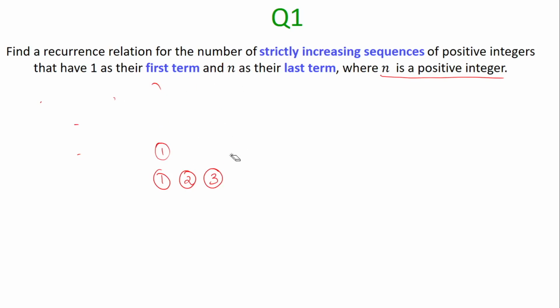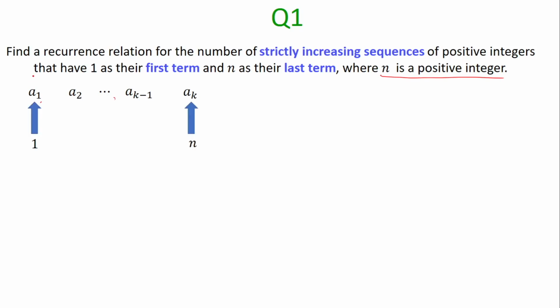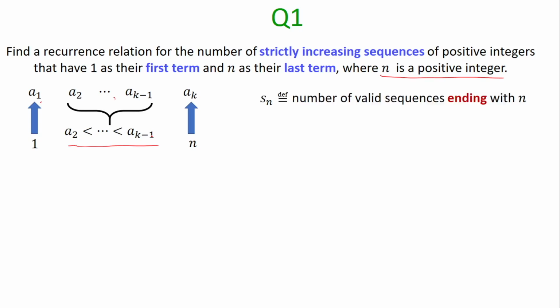Now our goal is to find a recurrence equation for this problem. Okay. So basically what we are asking here is the following. Imagine you have an arbitrary sequence, okay, starting with A1, ending with AK. The restrictions are that the first term should be 1, namely A1 should be 1, and the last term A of k should be n. And in between you have the numbers A of 2 to A of k minus 1, where they appear in strictly increasing order. And they can be any numbers from the set 2 to n minus 1. Okay, so let S of n denote my function, which is the number of valid sequences ending with n.